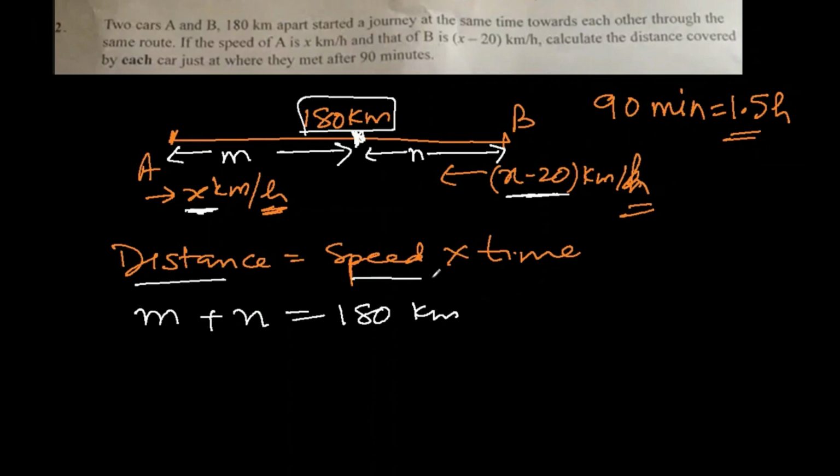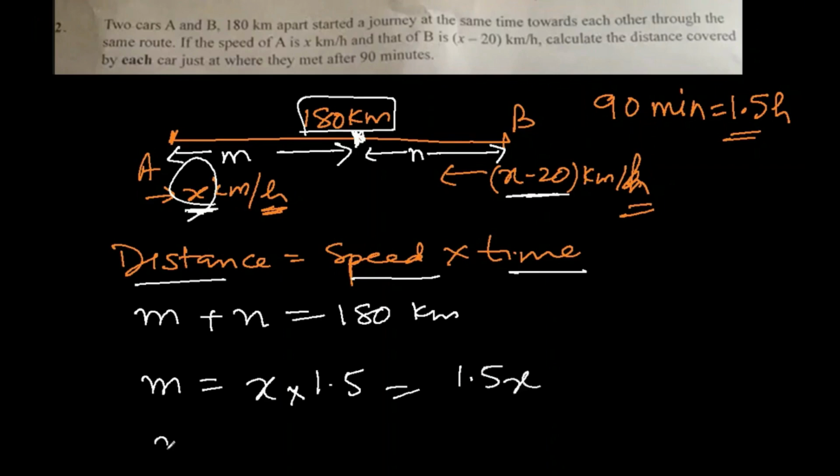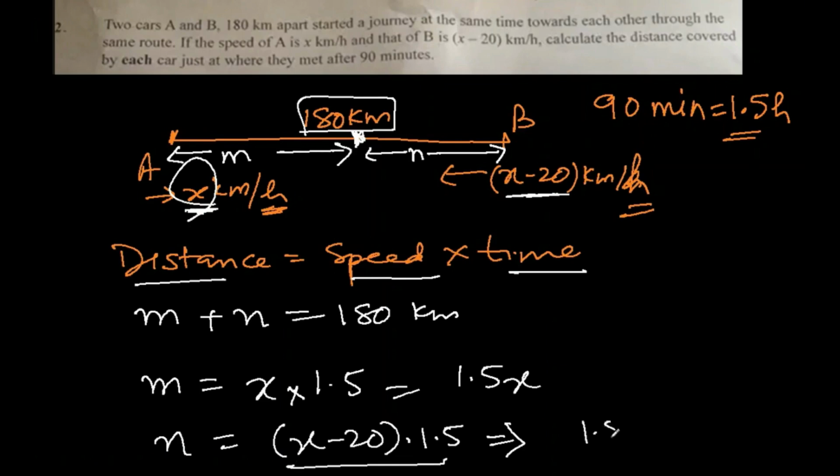Now distance is speed times time. So M will be the distance covered by A, its speed is x times time. Time is 1.5. Let's multiply, which will be 1.5x. Similarly, we can find N also in terms of x, which will be the speed, which is x minus 20, and time is again how much? 1.5 hours. So if we expand this bracket, it becomes 1.5x minus 20 times 1.5, which will be 30. This is the distance N covered by the car B.